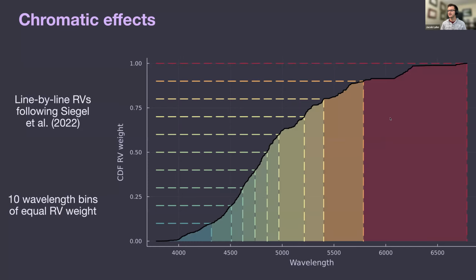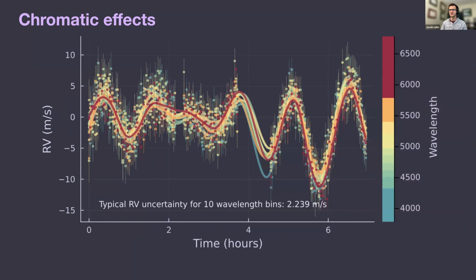So you can see that the reddest bin is composed of a lot of lines that carry very little weight in the overall RV, and so it's a much wider bin. And if we average the RVs of all of the lines within a bin, we can plot the time series for each bin, run our GP fit, and compare how oscillations are being seen across the stellar spectrum. And that's what we're seeing here.